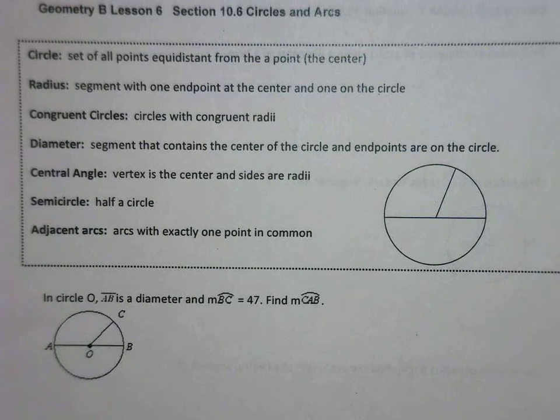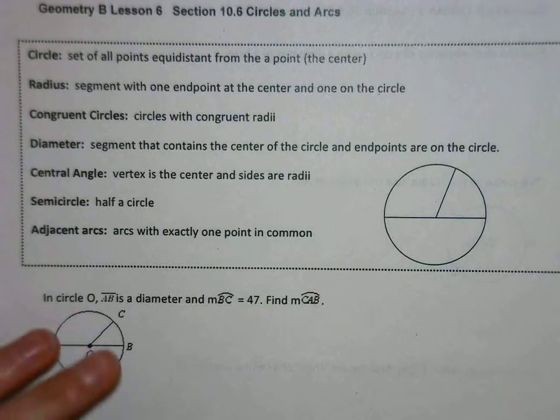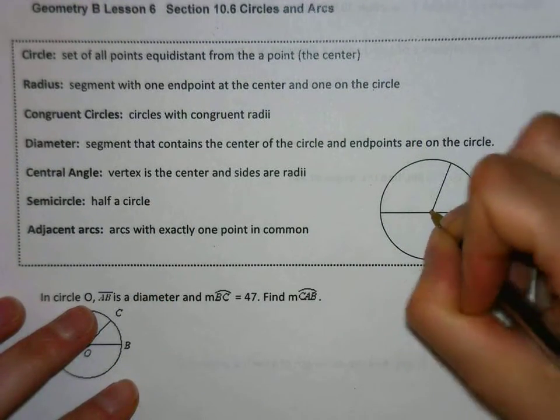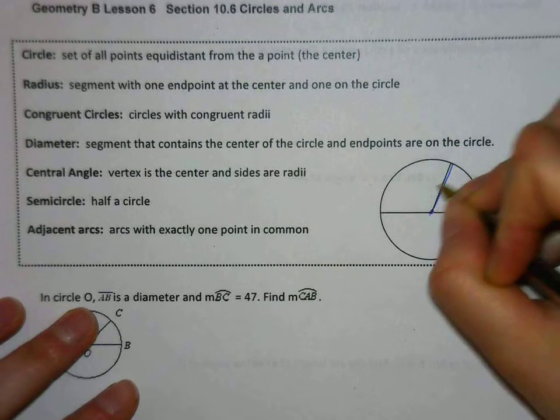Today we are going to look at circles and arcs. So a circle is a set of all points that are equidistant from the center. A radius is a segment with one endpoint at the center and one on the circle. So right here is our radius.